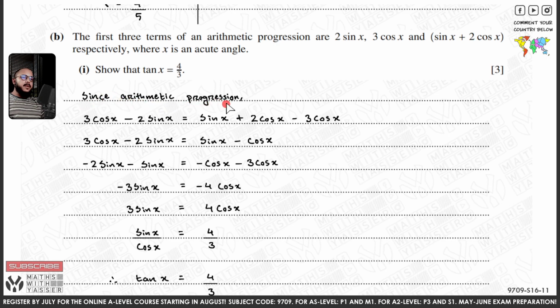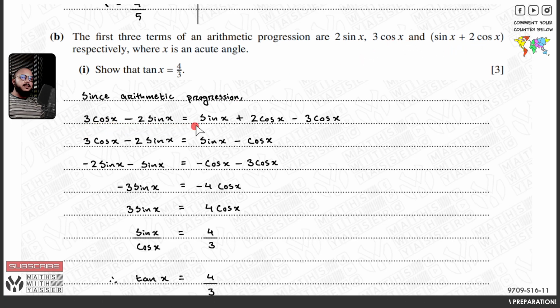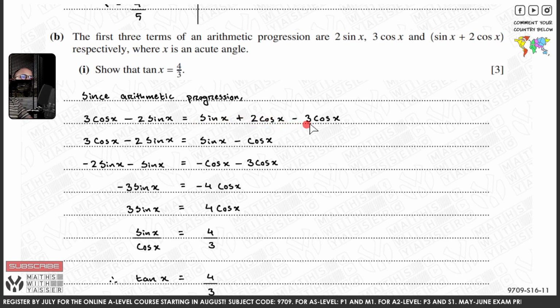So since it's an arithmetic progression, we can say that second term minus first term is equal to third term minus second term. So that gives us 3 cos x minus 2 sin x equals sin x plus 2 cos x minus 3 cos x. So 3 cos x minus 2 sin x equals sin x minus cos x. Minus 2 sin x minus sin x.